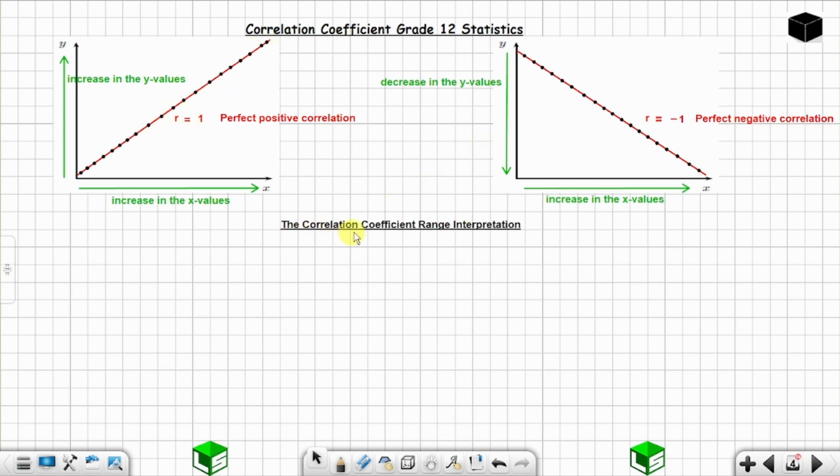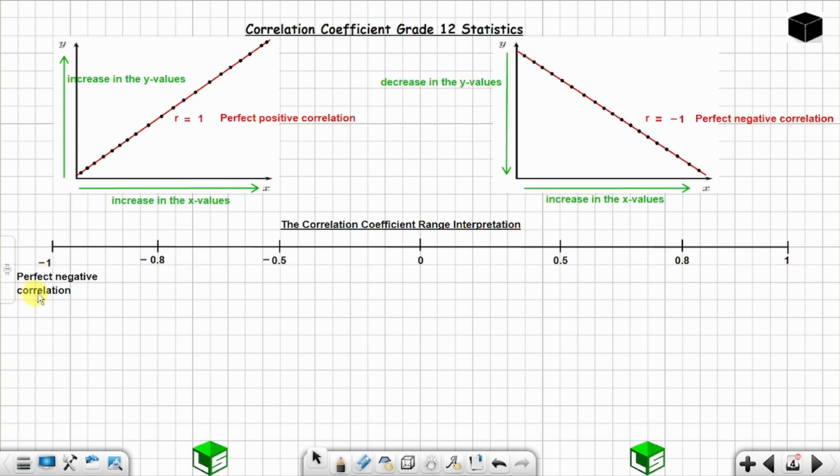Now the correlation coefficient range interpretation. This is the range, from negative 1 to 1. When it is negative 1, perfect negative correlation. When it is positive 1, perfect positive correlation.